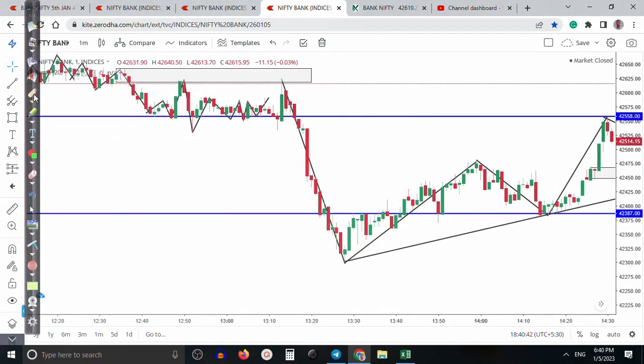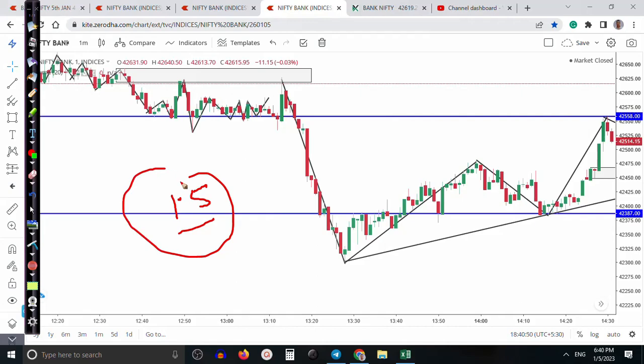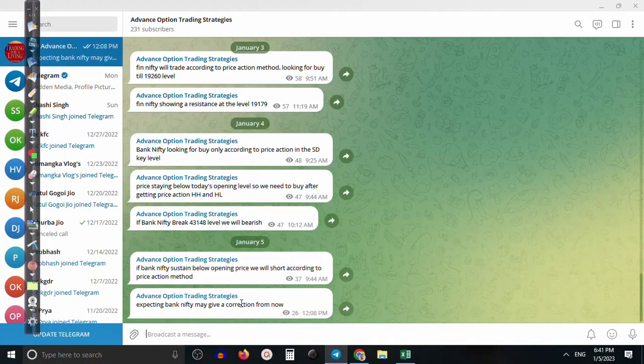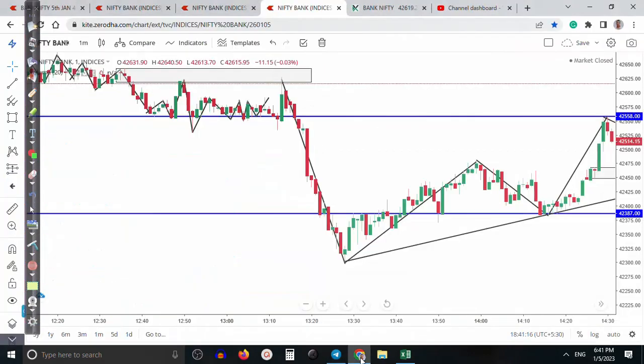So later here you can see after giving 1.5 standard deviation, the price pullback goes up. So what we have seen, they are changing the trend now. All right, after giving a huge rally on the downside, I'm not interested to take any position. I already gave some update that I'm expecting Bank Nifty may give a correction from now around 12. That is why I'm not taking any position.